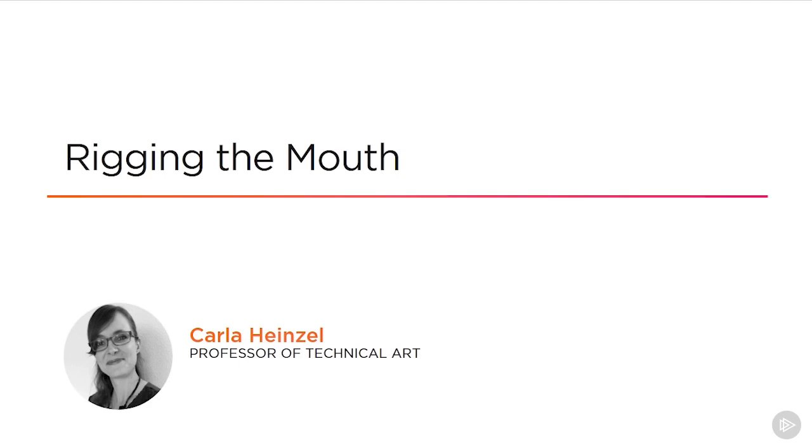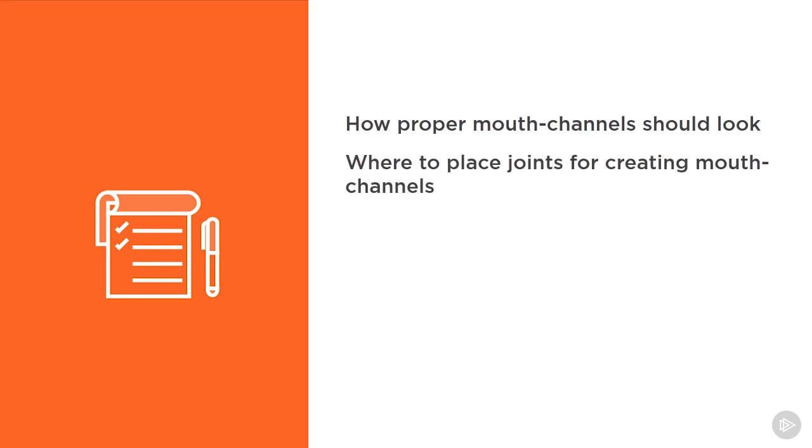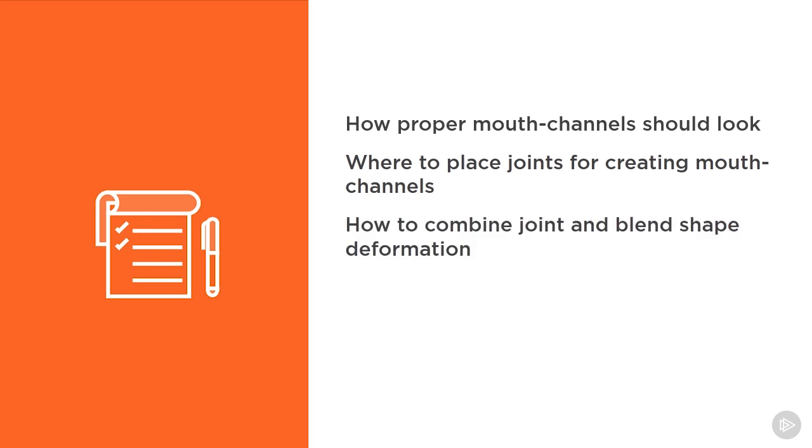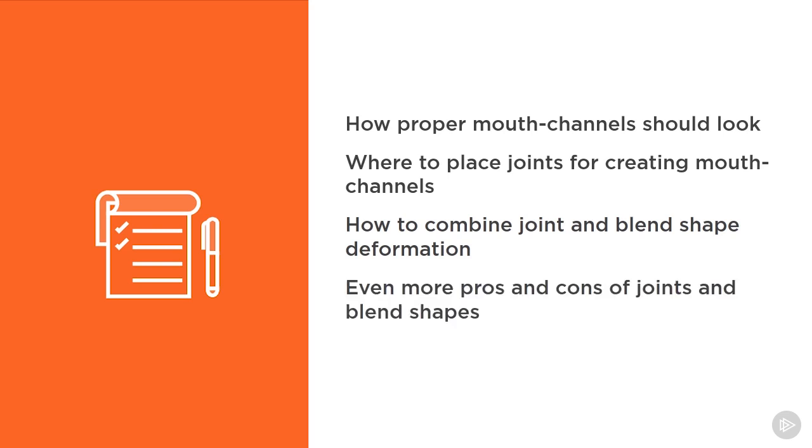In the following module, we will rig the mouth with a combination of joints and blend shapes. In this module, you will learn how the deformation of your mouth channels should look and where you have to care for a proper combination of those channels. When you want to work with joints, where to place those joints best, how you can combine joint and blend shape deformation to use the best of both worlds. And there are, of course, even more pros and cons that will be revealed during this module.